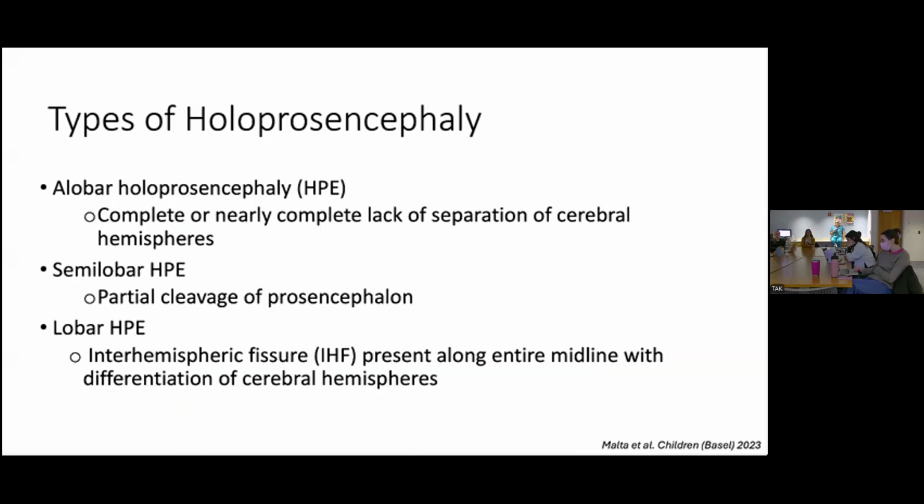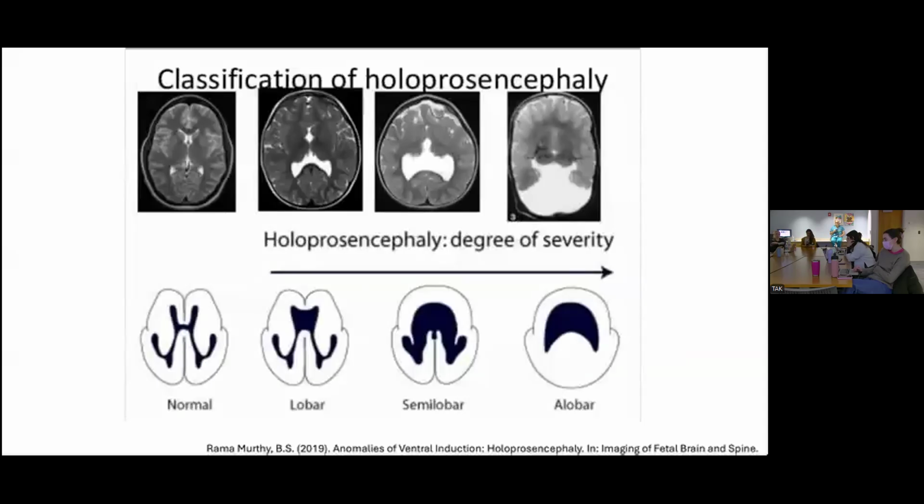Less severe is semilobar holoprosencephaly, which is due to the partial cleavage of the prosencephalon. And least severe is lobar holoprosencephaly. In this case, the interhemispheric fissure is present along the entire midline, and there is some differentiation of the cerebral hemispheres. So here you can see the different types and the degree of severity, from a normal brain to the most severe, abnormal and alobar.